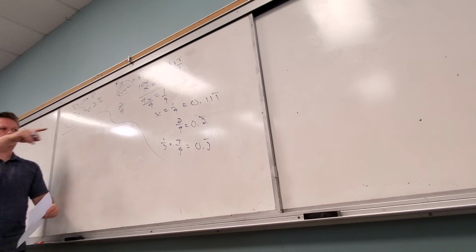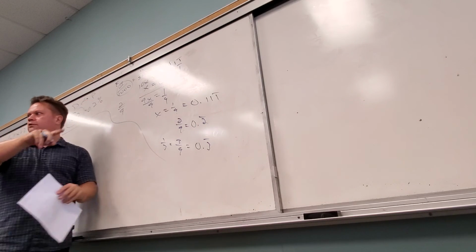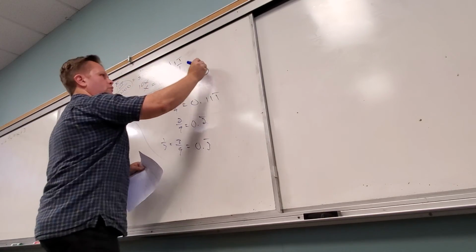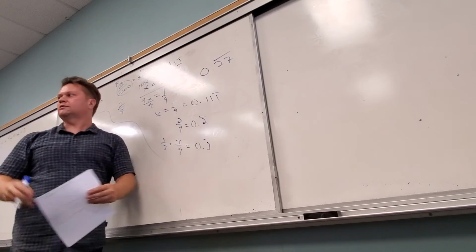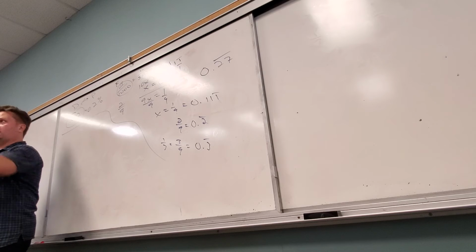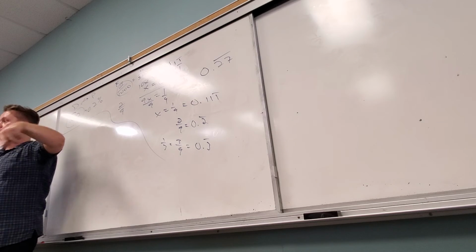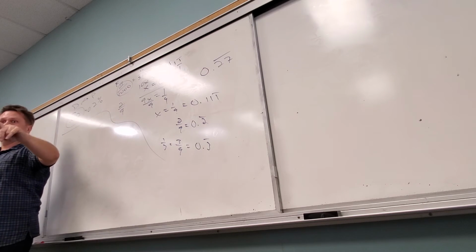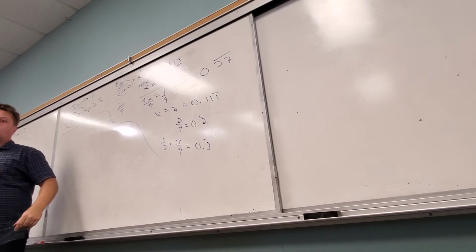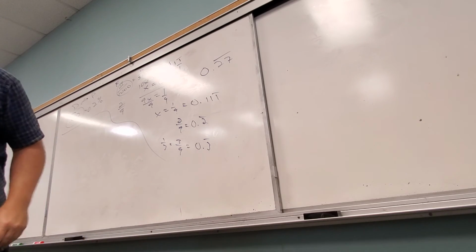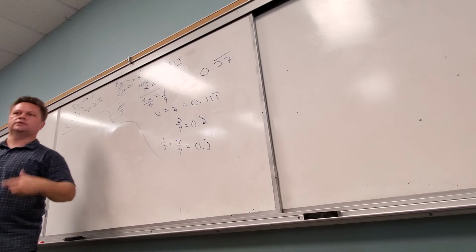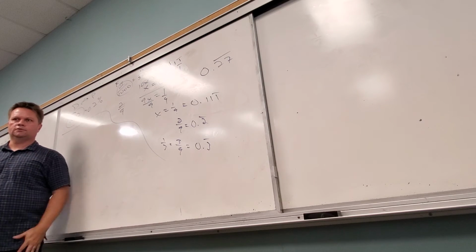Have you ever seen that bar? It means it repeats forever. So if you had something like 0.27 with a bar, that means 0.272727. So the bar can cover as many numbers as repeat. Why didn't I put it here? Just because I rounded. On the test, I'm going to tell you where to round to.